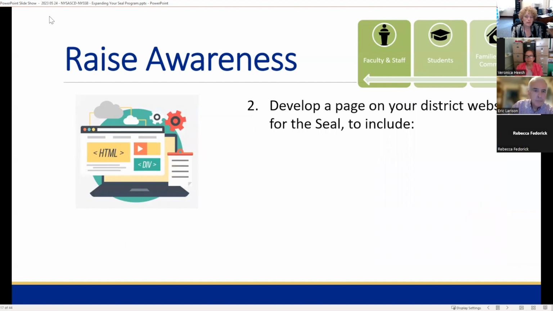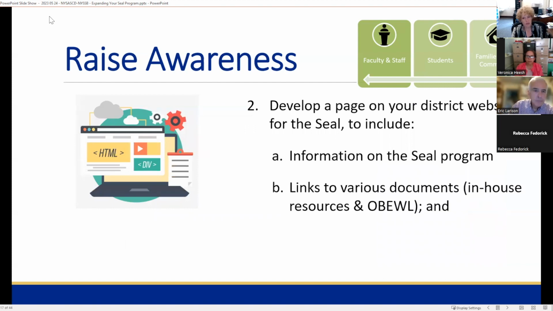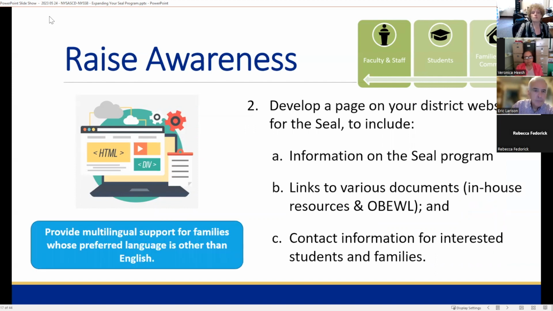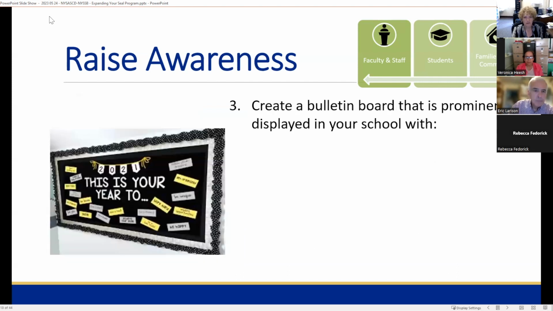You could also develop a page on your district website for the seal, including such things as information on the seal, links to various documents, both in-house documents as well as to our state-developed documents, and contact information for families that are interested in learning more. Again, we encourage you to provide multilingual support for families whose preferred language is other than English via some of the documents we have available in the top 10 languages of our English language learners.